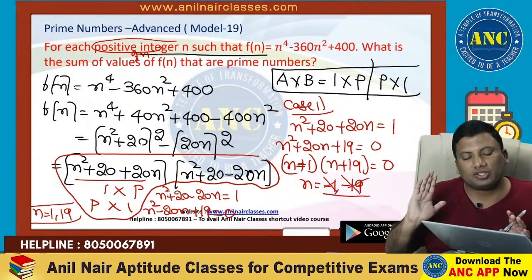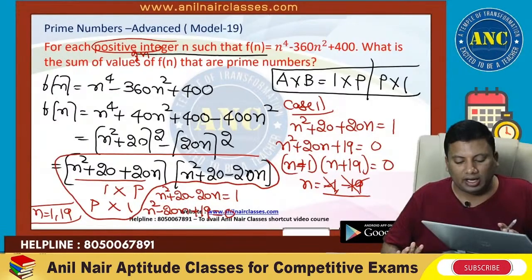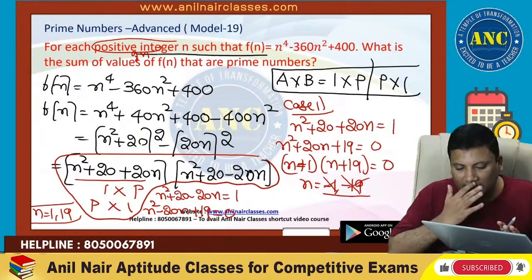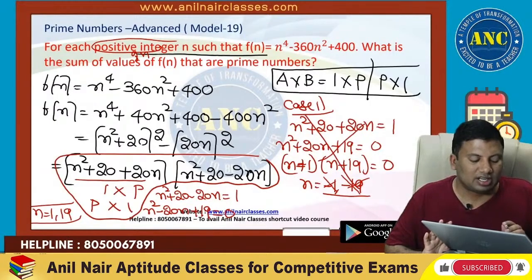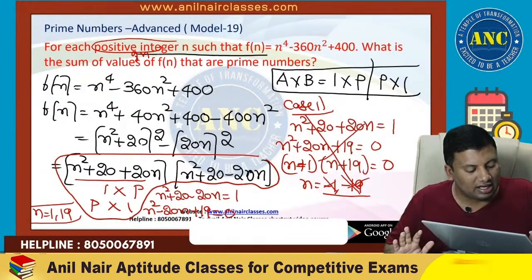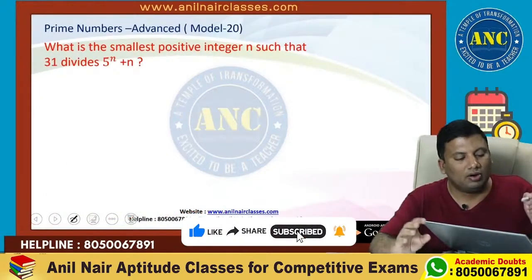So n square plus 20n is 1, or n square minus 20n is 1. If you are getting a negative, please eliminate it because the question asks for a positive integer. I hope the idea is clear. It seems like a difficult question, but it is actually an easy question. Now another concept.